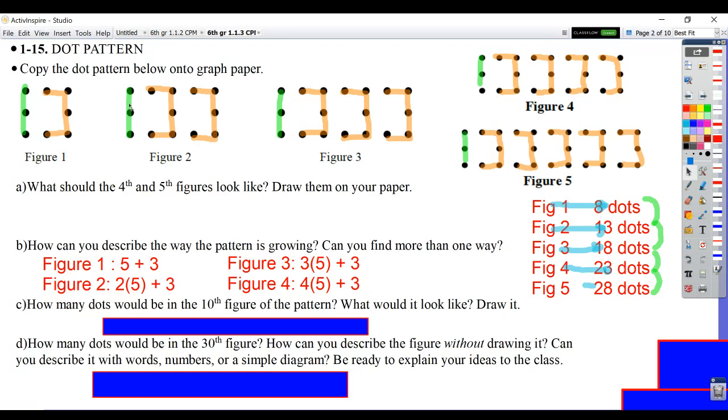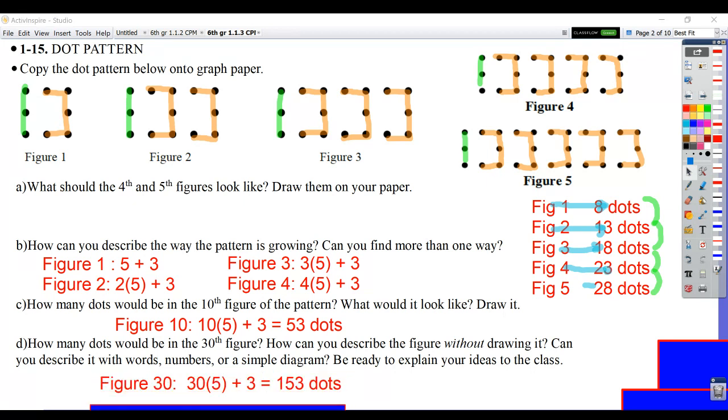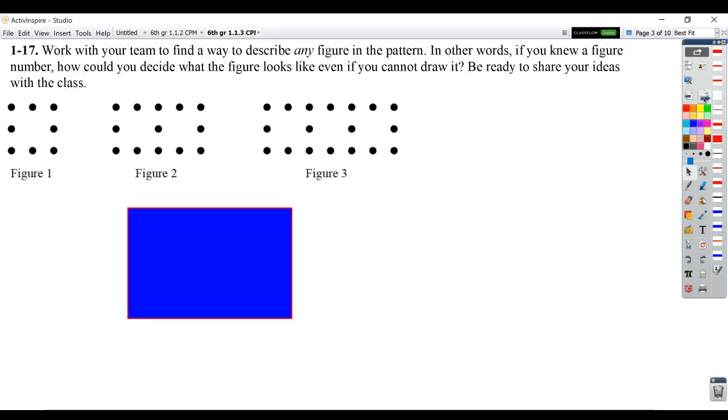Figure 2 has these 3 dots, again in green, plus 2 sets of 5. Figure 3 has 1 set of 3 dots in the green and 3 sets of 5. So therefore figure 10 would have the 3 dots in the green and then 10 sets of 5, or in other words 53 dots. And figure 30 would have the 3 dots that we highlighted with green, and then 30 sets of 5. So 30 times 5 is 150 plus 3, 153 dots. Again, it's not the only way to think of it, but it is one way.